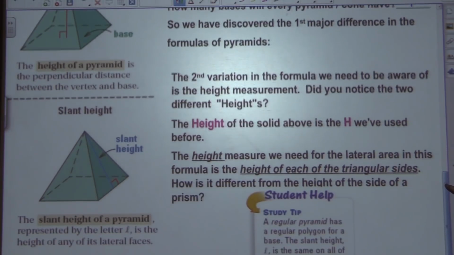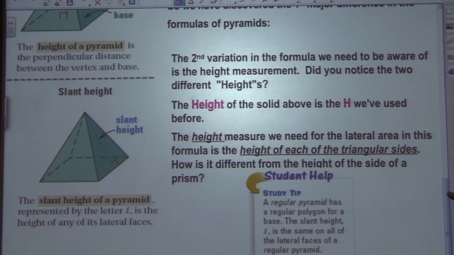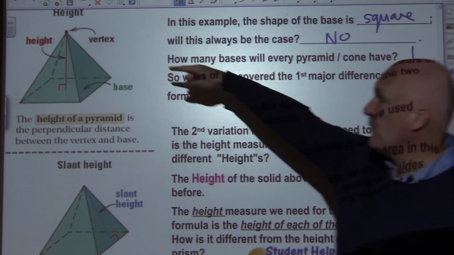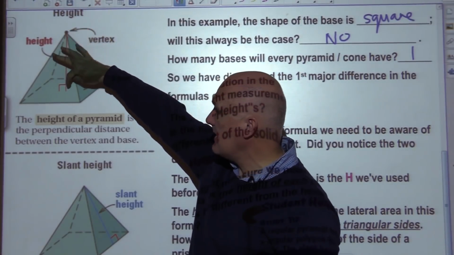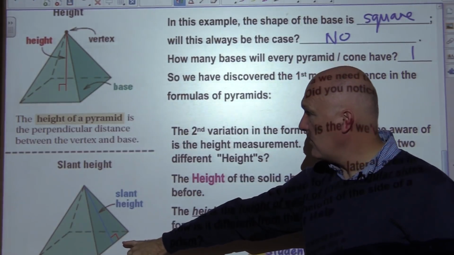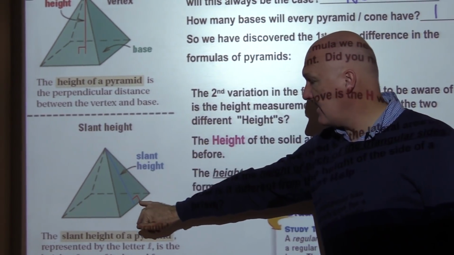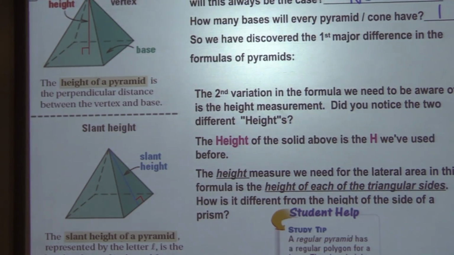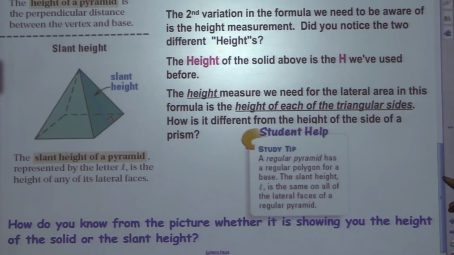The second variation of the formula we need to be aware of is the height measurement. Did you notice the two different heights? We've got the height here from the vertex right down to the center of the square base, whereas here we've got the height which is the slant height. This runs down the center of one of the faces.